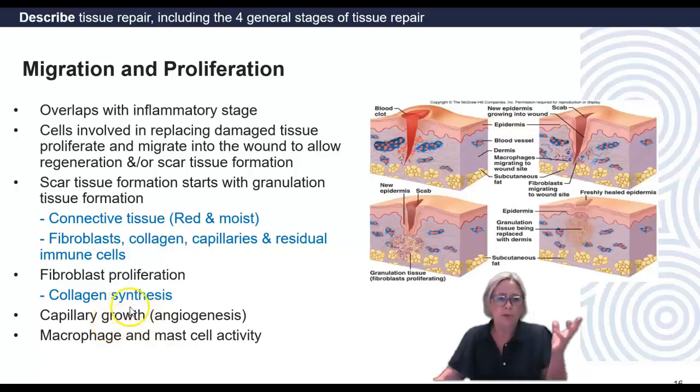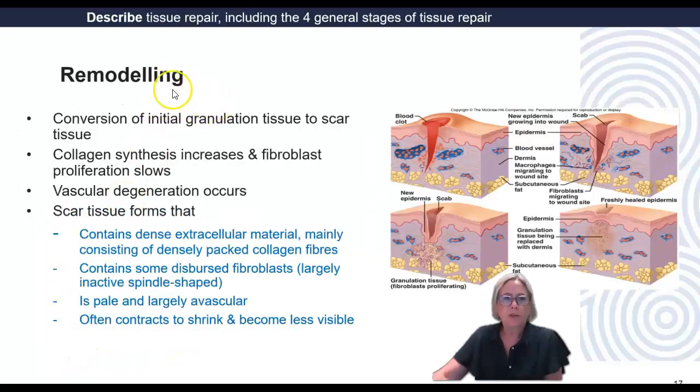It does involve fibroblast proliferation, capillary growth, and ongoing macrophage activity to clean up the area, and mast cell activity. And mast cells are tissue cells that secrete histamine. And then we move into the remodeling phase, which is this conversion of this initial granulation tissue, which you can see here, to scar tissue.